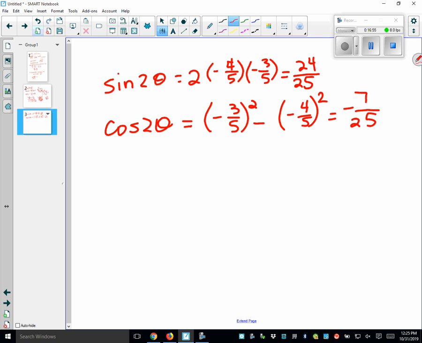What is the tangent of 2 theta? 2 tan x over 1 minus tan squared x. Okay, what's tan x? What triangle am I looking at? Oh, it's negative, it's 4/3. 2 times 4/3 over 1 minus 4/3 squared, right? Which is 24... No.